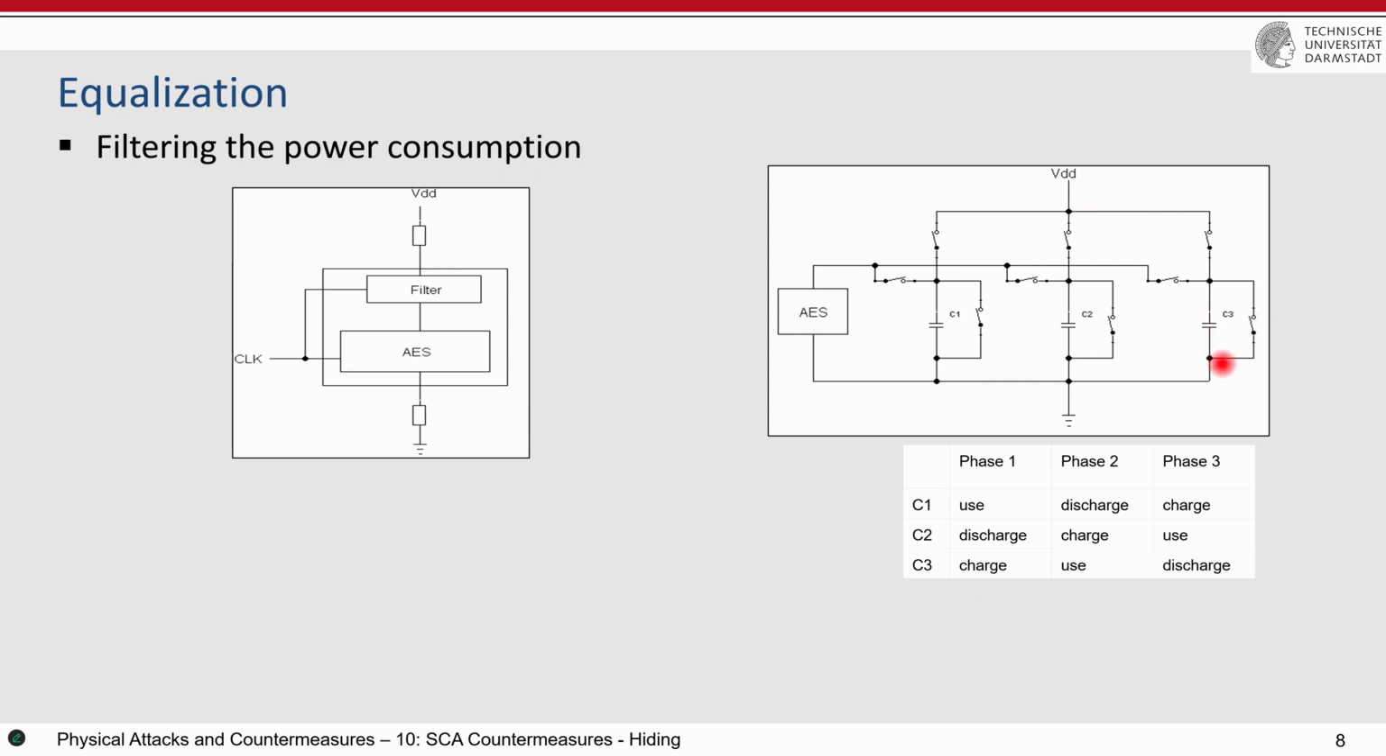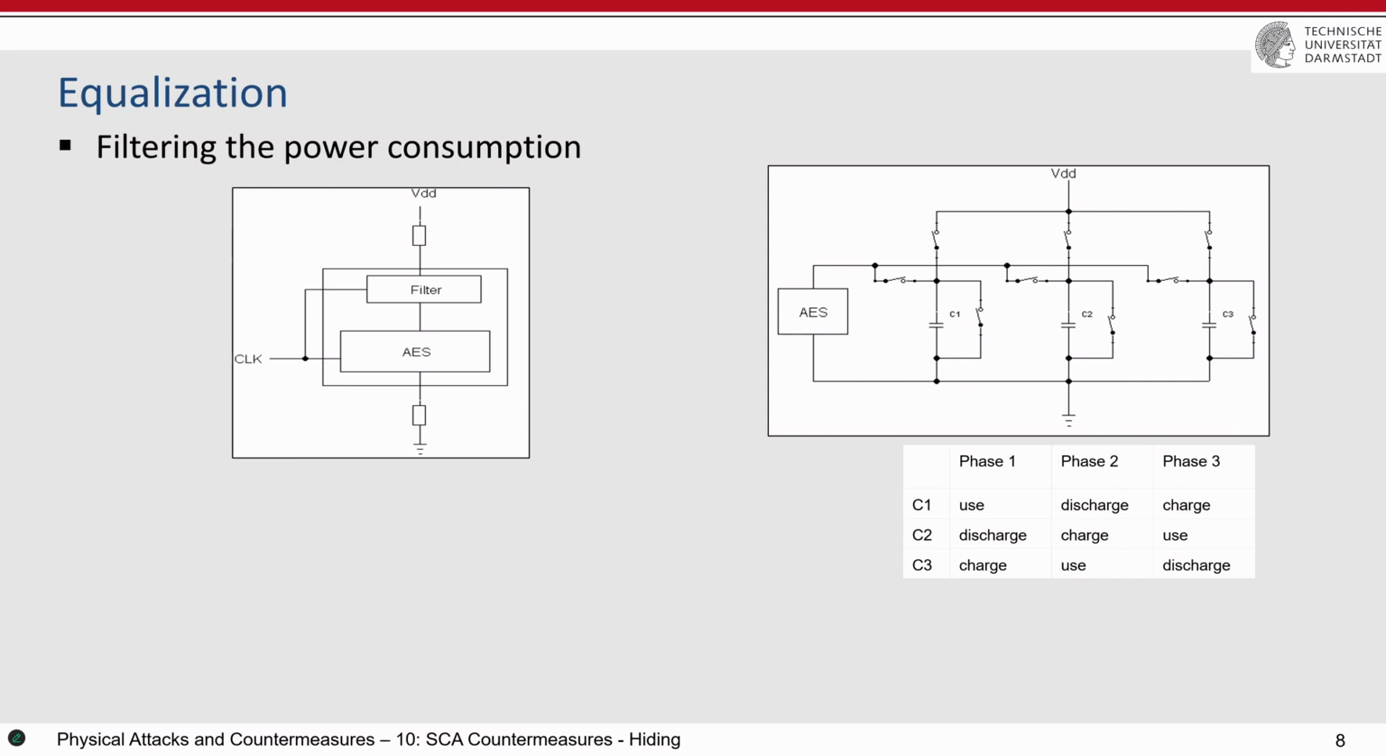Then the next clock cycle, or next phase, not the clock cycle of the AES, there's another clock for this filtering facility. Then C2, which is fully discharged, you see, C2 was completely discharged, now it will be charged. And C3, which is fully charged, will be used. And the one which was used before should be discharged.